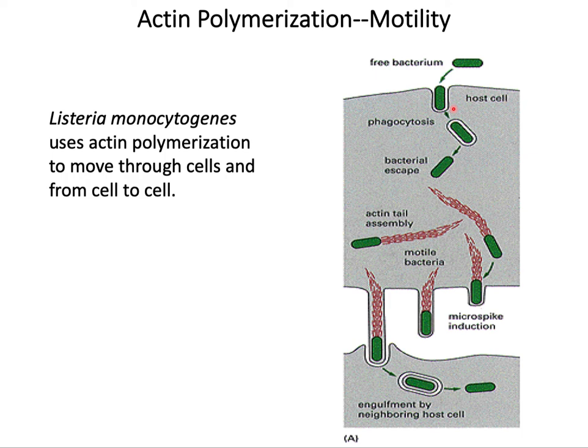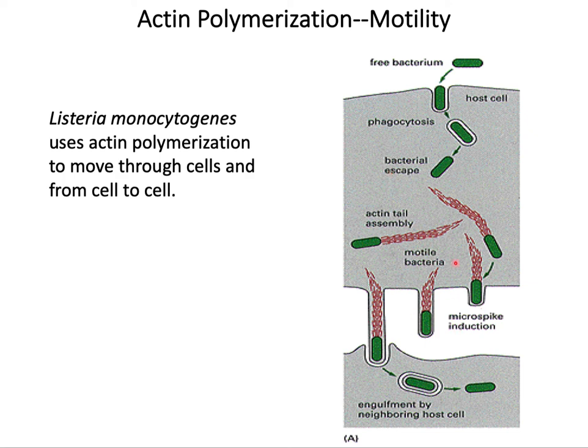And in doing so, it never gets trafficked to the lysosome, and it never gets degraded by the hydrolases in the lysosome. Then what can happen, we will look at this at the molecular level in a minute, the bacteria can induce actin polymerization and treadmilling at one end, and it will propel the bacterium through the cytoplasm to the plasma membrane.